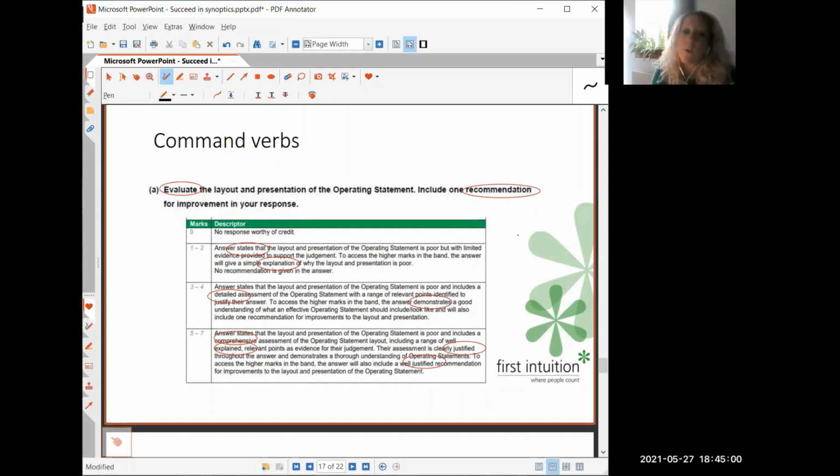If you manage to give a slightly more detailed explanation, so a detailed assessment, and you're able to address that recommendation, you'd be moving up into that next band. So you'd be picking up 3 to 4 marks. In order to get that highest level of marks, you would need to give a comprehensive assessment that meets that evaluation verb. A comprehensive assessment that has been well explained and a recommendation that is clearly justified. That's going to get you those higher level of marks because you're addressing what those verbs mean and you're addressing all parts of the requirement.